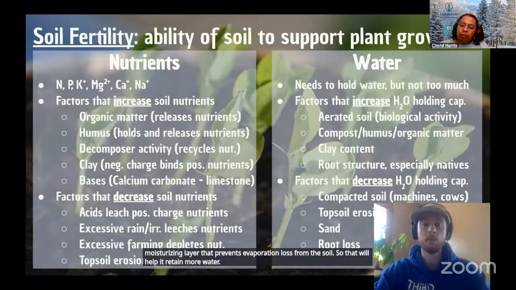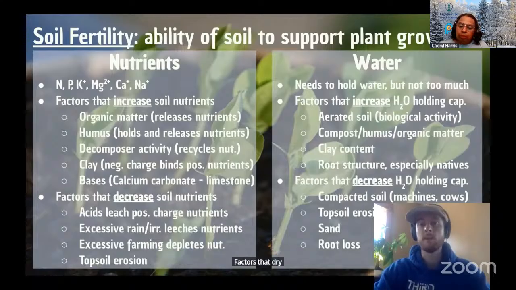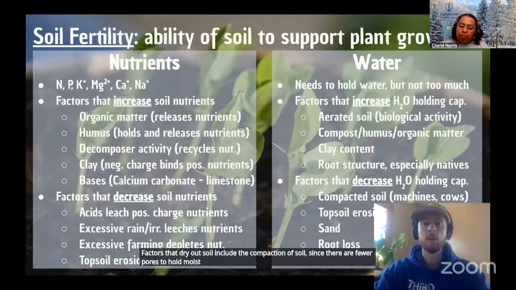And then finally, we have root structure in soil. So especially if there are native plants that have deep roots, this will really help retain moisture in the soil and prevent it from drying out. Factors that dry out soil include the compaction of soil, since there are fewer pores to hold moisture, as well as topsoil erosion and the loss of root structure.